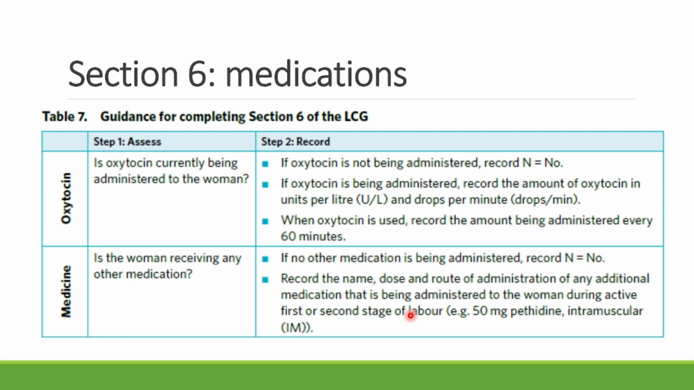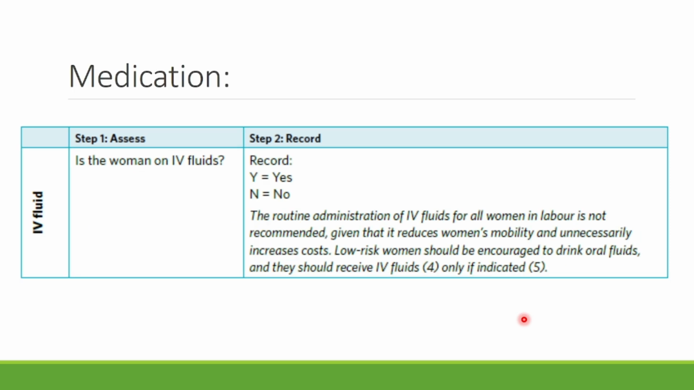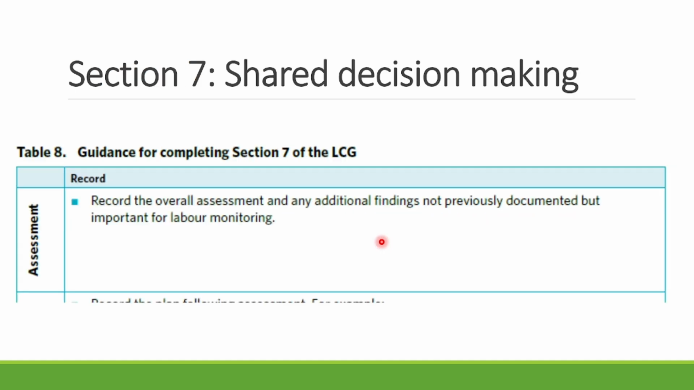What about the medication? Record whether oxytocin is given or not, units per liter and drops per minute. If no, write no. If the woman is receiving any medication, write it, for example, 50 milligram pethidine IM. If the woman has IV fluid, record yes or no. And an overall assessment of her condition: is this normal progress of labor, or poor progress, or is there fetal compromise, or any other concern.